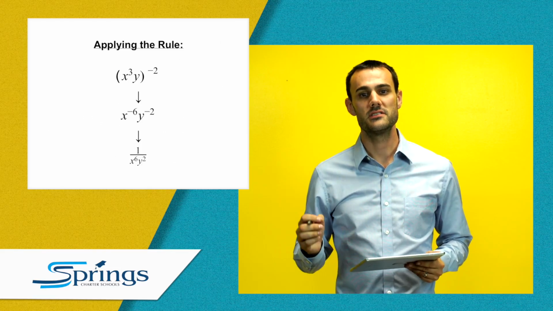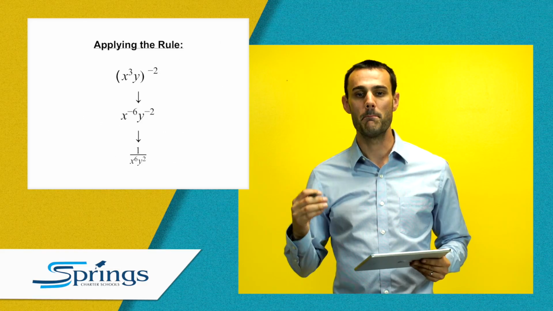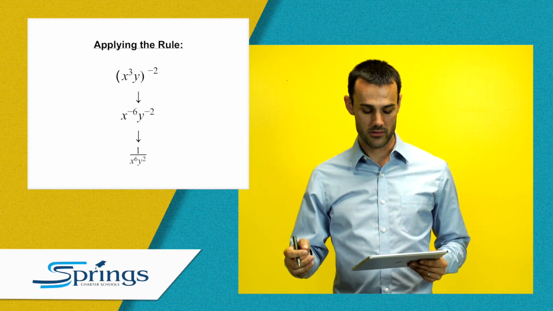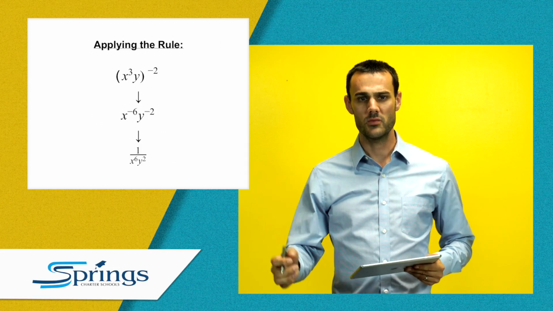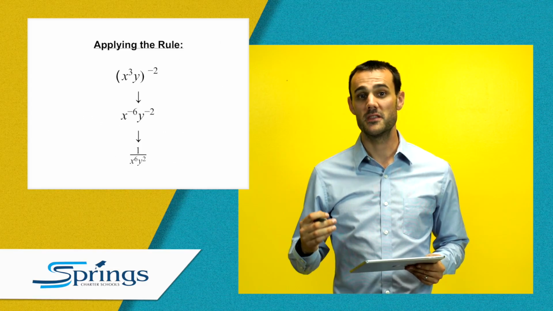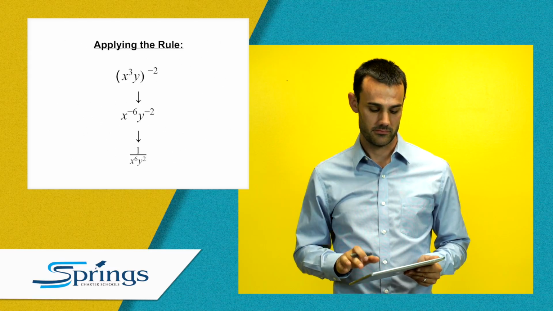Now we need to get rid of those negative exponents. And the only way to do that is to make a fraction and put those on the bottom. So you can see here that I put 1 as my numerator over x to the 6th y squared. So we take our negatives, we stick them on the bottom. Don't forget to bring the base with you. You also need to bring the exponent.